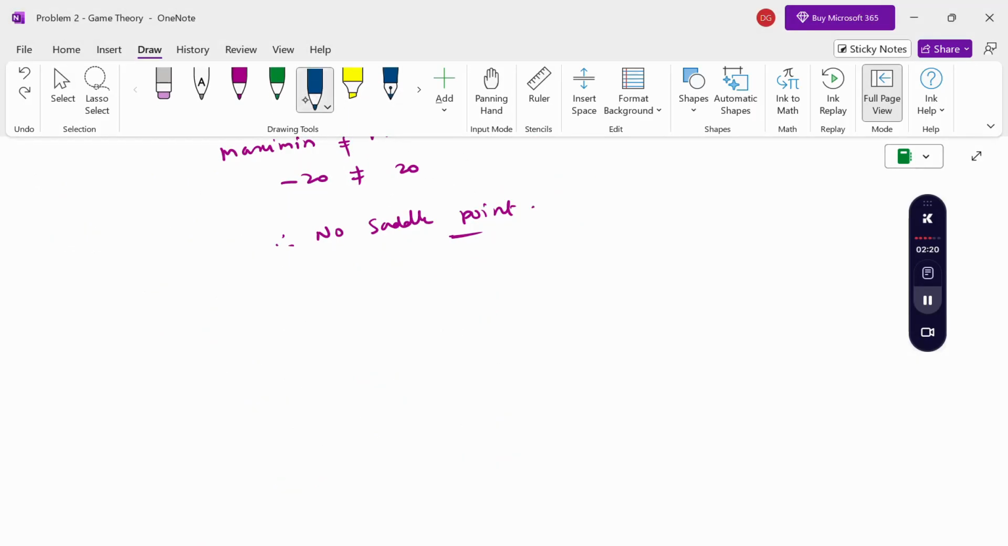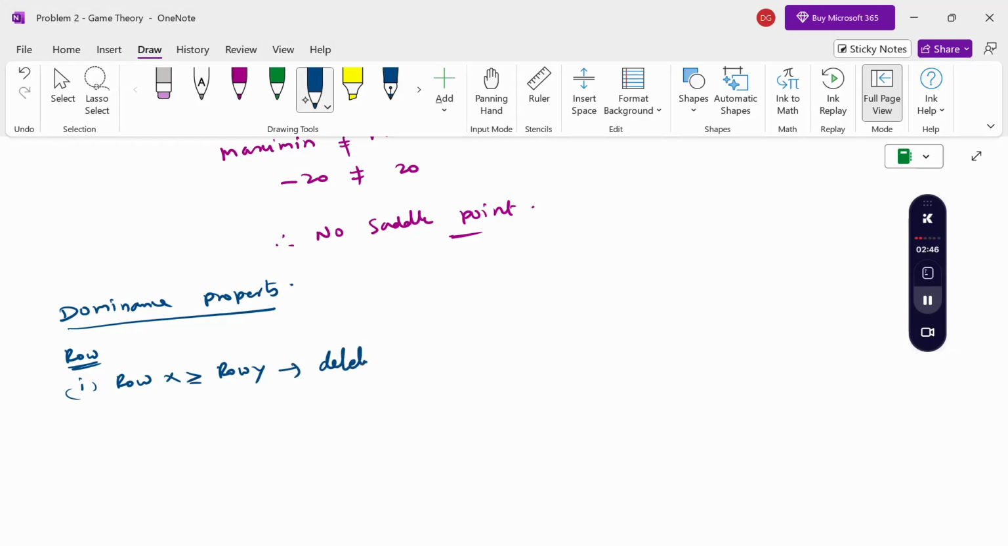So the dominance property is nothing but a row-wise comparison. Compare any two rows, row x and row y. If row x is greater than or equal to row y, then delete the minimum row, which is y. And if the sum of any two rows, row x plus row y, is greater than or equal to row z, then delete the minimum row z. This is the row-wise condition.